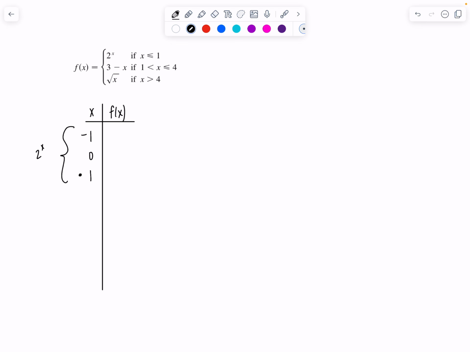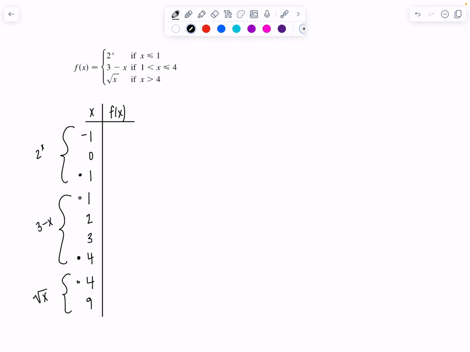3 minus x if x is between 1 and 4. So 1, open circle. Good. 2, 3, 4, closed circle. These get plugged into 3 minus x. Very good. And then rad x if x is greater than 4. So 4, open circle. I really don't want to plug in 5. Rad 5. Ugh. Let's just jump to 9. And these get plugged into rad x. I probably won't even plug it in and graph it, because who wants to draw all the way out to x equals 9? You know what I mean?